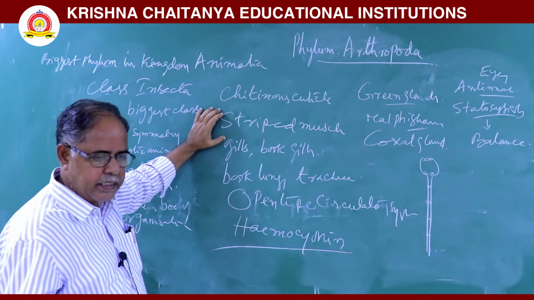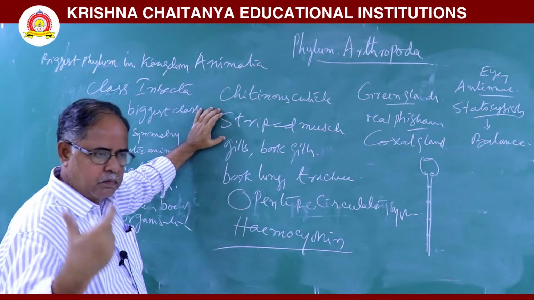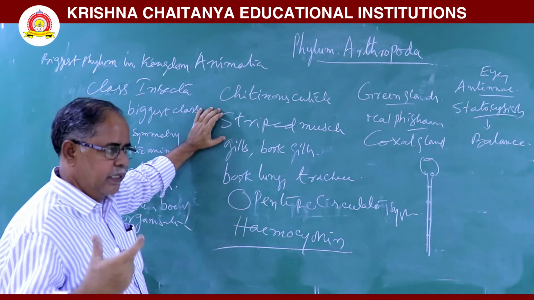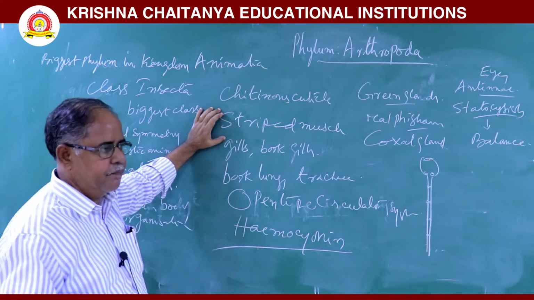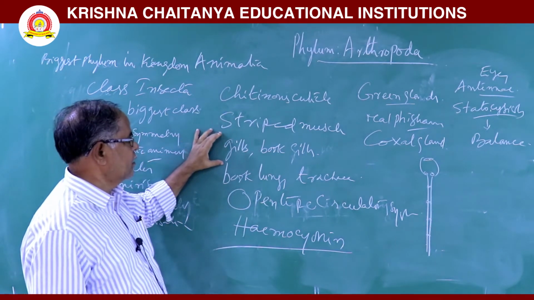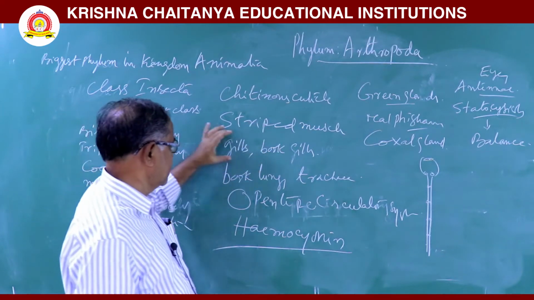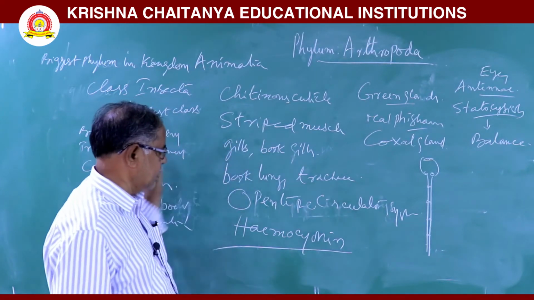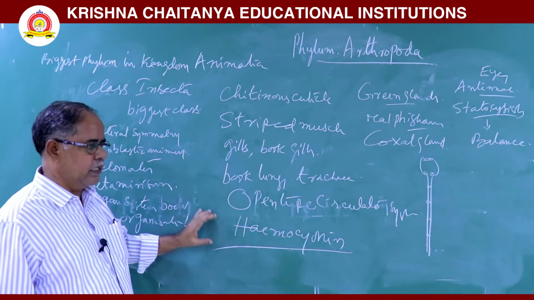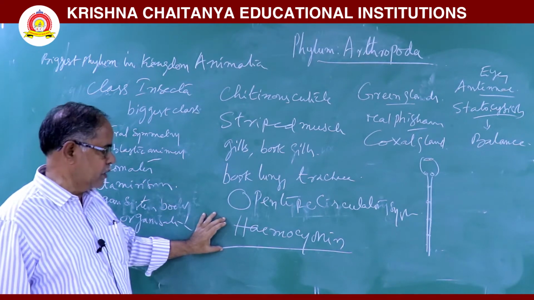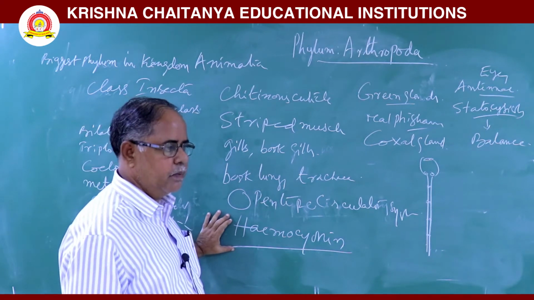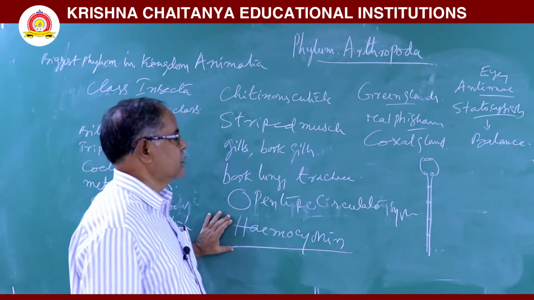Here the distinct head is segmented, the body is segmented, and the body is divided into three parts: head, thoracic region and abdomen region. The head bears eyes, antennae. Next, the respiratory organs are book gills, book lungs and trachea. Here an open type circulatory system is seen. Next, in some animals, in hemolymph, hemocyanin is there. This hemocyanin is a copper containing respiratory pigment.